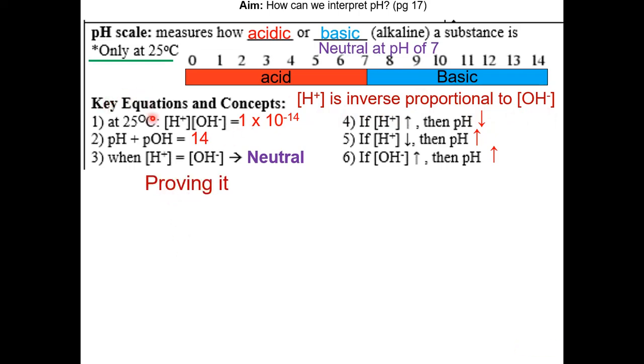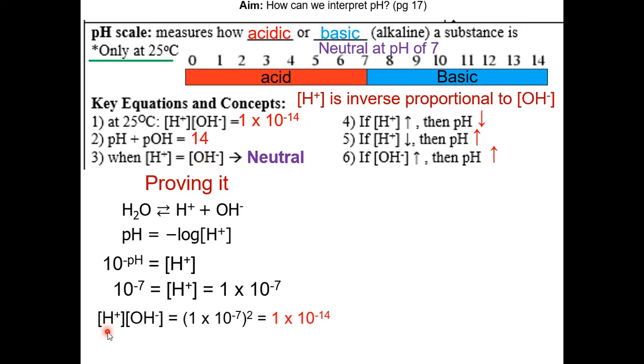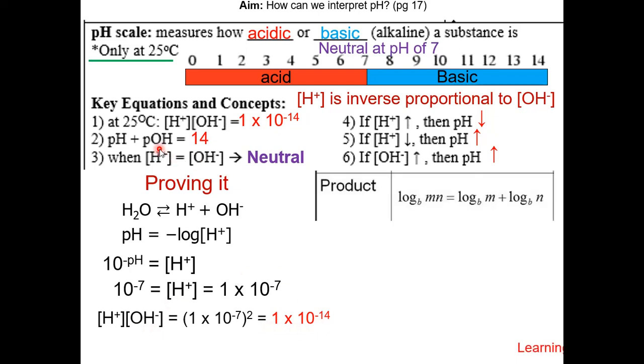Let's prove key equations number 1 and number 2. Let's say water dissociates into hydrogen and hydroxide ions. We know the pH is equal to the negative log of H plus. 10 to the minus pH is the hydrogen ion concentration. So when pH is 7, the hydrogen ion concentration is equal to 10 to the negative 7. When pH is 7, it is neutral. Hydrogen ion concentration is equal to hydroxide ion concentration. So if you were to multiply the hydrogen ion and the hydroxide ion concentration, you will get 1 times 10 to the negative 14.